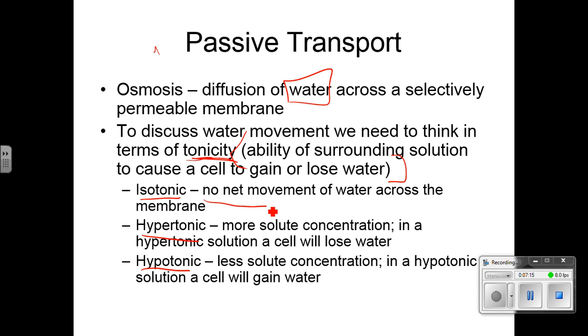Isotonic is probably the easiest: no net movement. This is when we are roughly at equilibrium. We don't have any net movement.